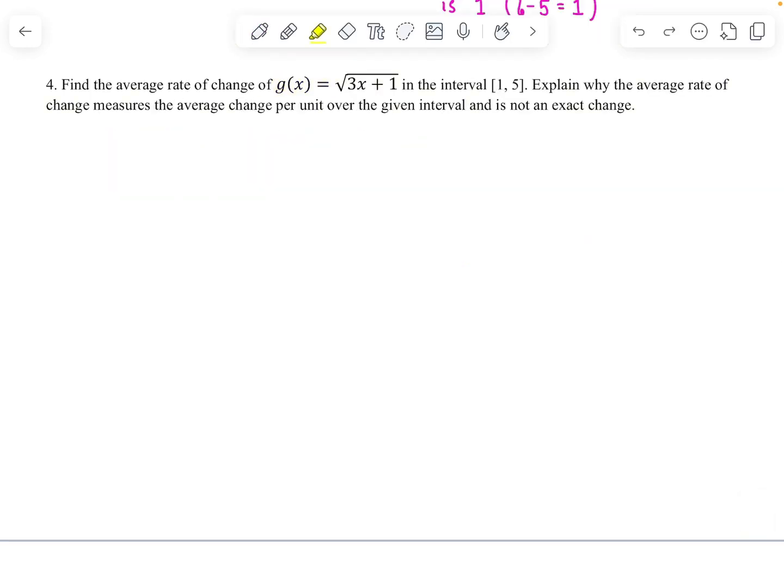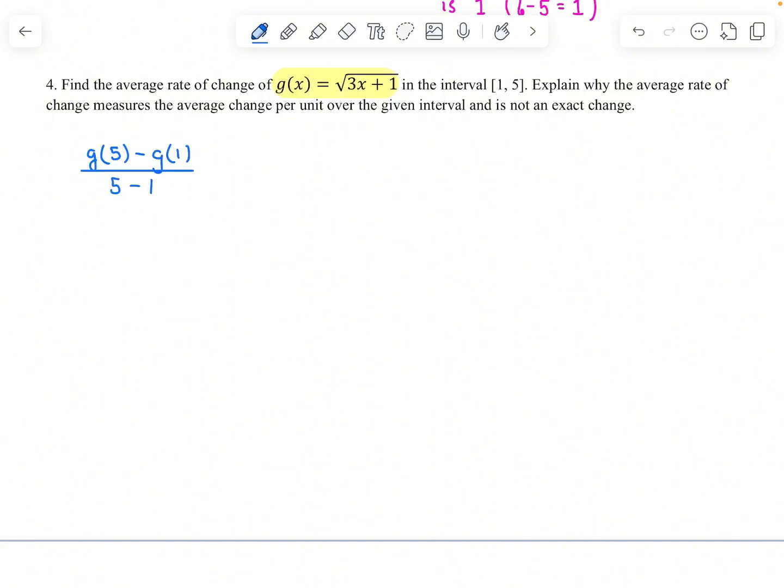Find the average rate of change of g of x is equal to the square root of the quantity 3x plus 1 in the closed interval 1 to 5. Explain why the average rate of change measures the average change per unit over the given interval and is not an exact change. To find the average rate of change over the closed interval, we need to apply the average rate of change formula. So this will be g of 5 minus g of 1 divided by 5 minus 1.